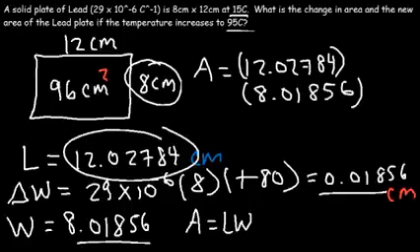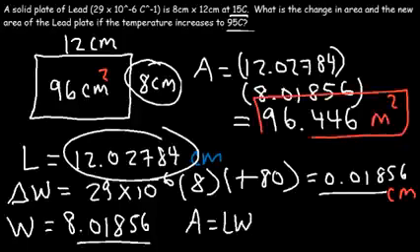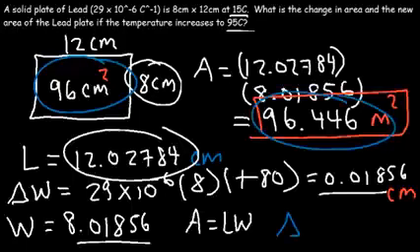It's not going to change much, but it does increase a little. So the new area is now 96.446, if we round it, square meters. So therefore the change in area is the difference between these two values. So delta A is about 0.446 square meters.